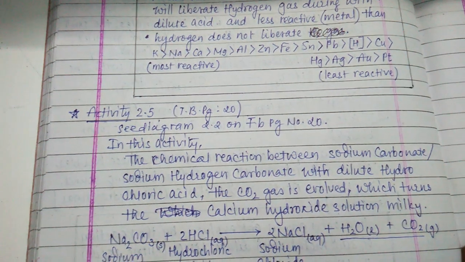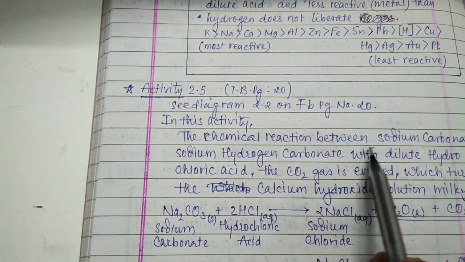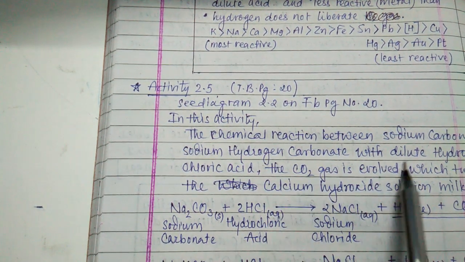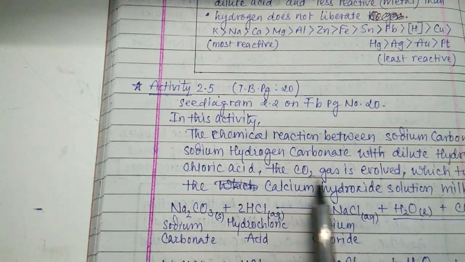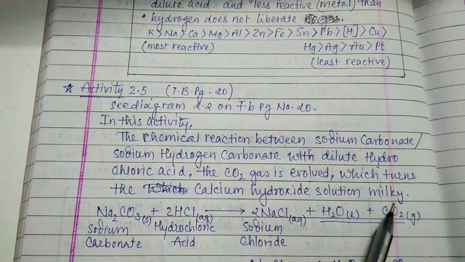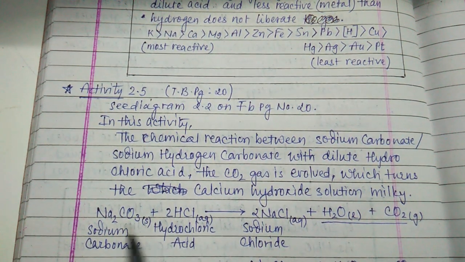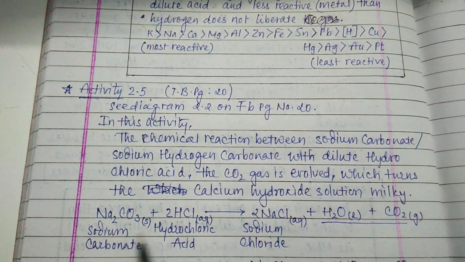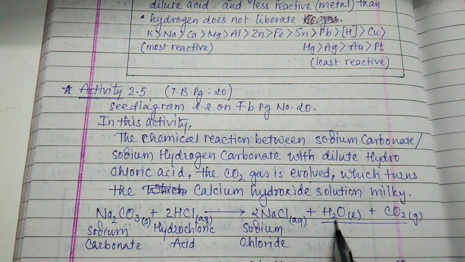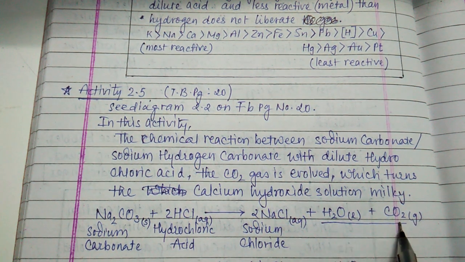Now what happened? In the chemical reaction between sodium carbonate or sodium hydrogen carbonate with dilute hydrochloric acid, carbon dioxide gas is evolved, which turns the calcium hydroxide solution milky in the second test tube. This is the reaction. Sodium carbonate plus hydrochloric acid gives NaCl, the salt of sodium. Then water and carbon dioxide are formed.